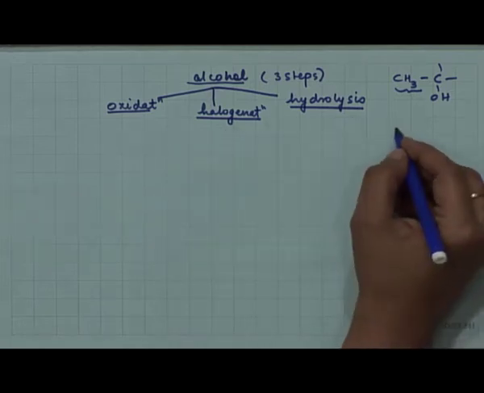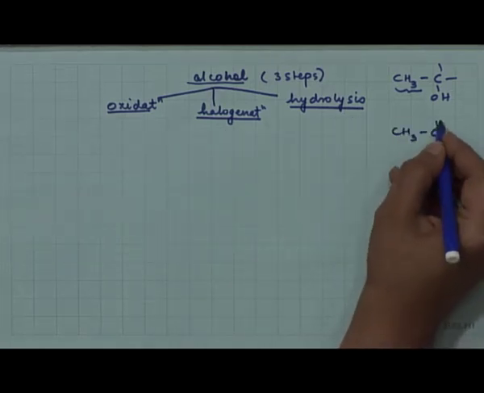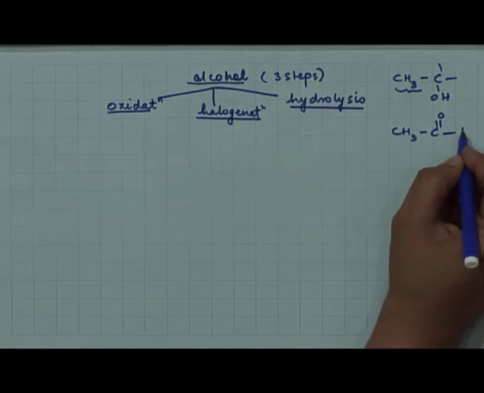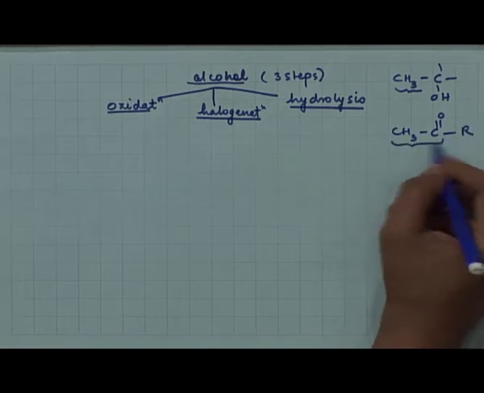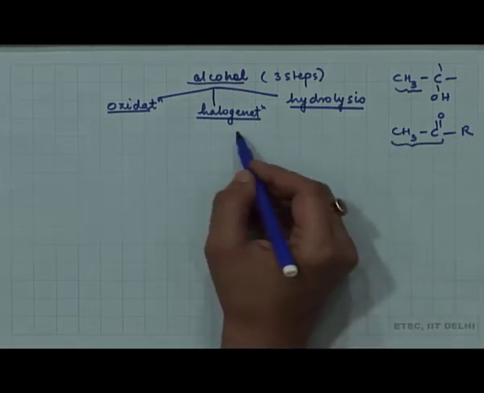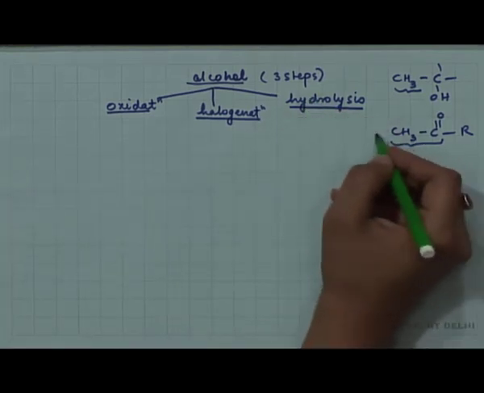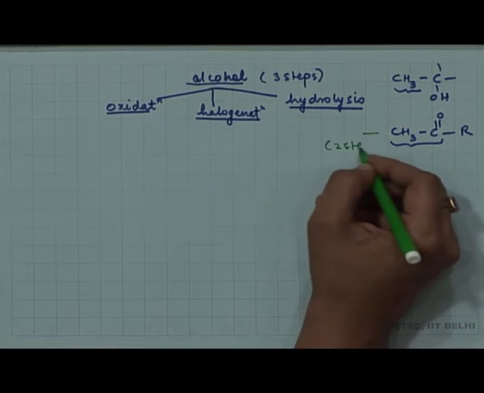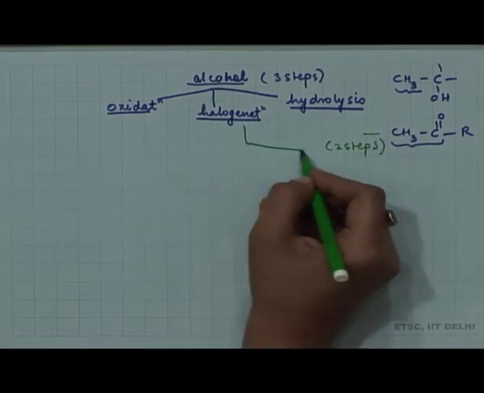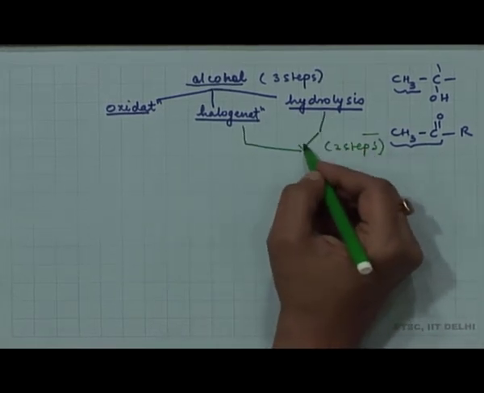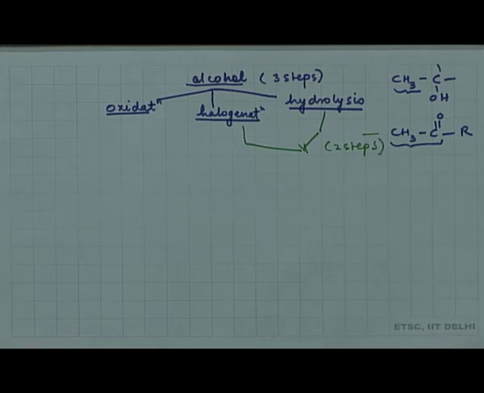But if you directly start with an aldehyde, which is acetaldehyde, or a ketone, which is a methyl ketone, in this case it will only involve 2 steps. With these ketones it will only require 2 steps, which are the halogenation and hydrolysis, because you do not need an initial oxidation.